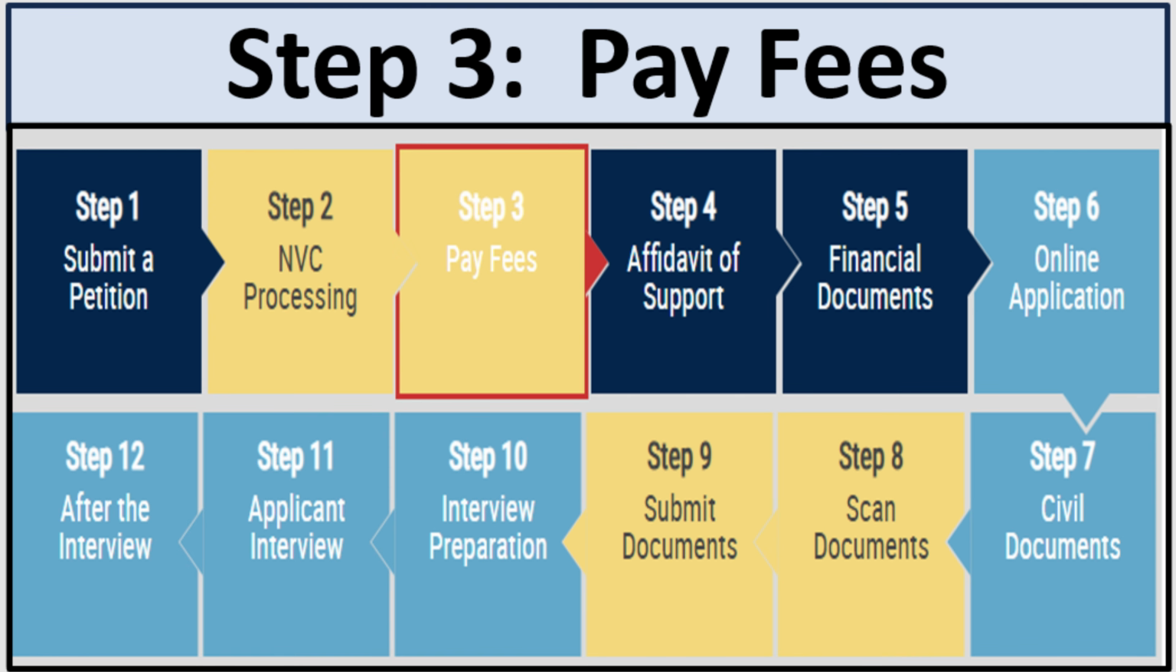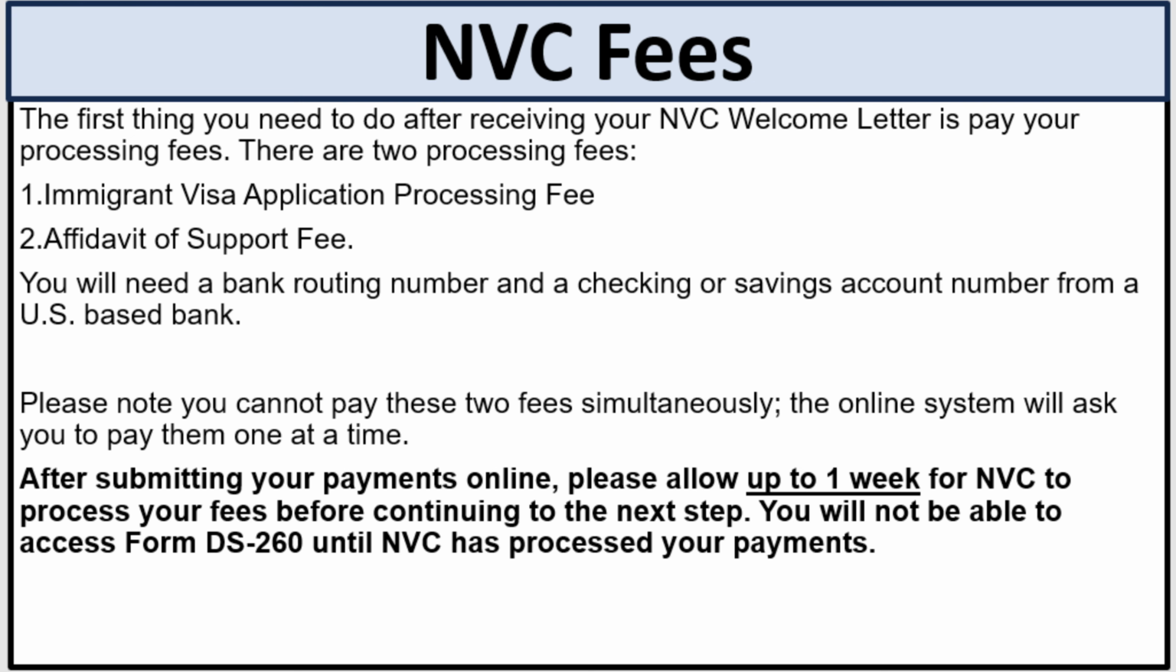Step 3 is pay fees. NVC fees. The first thing you need to do after receiving a welcome letter is paying your processing fees. There are 2 processing fees. One is for the immigrant visa application processing fee, and the other one is the affidavit of support fee. You will need a bank account, a routing number, and a checking or savings account number from a US-based bank. You cannot use an international bank. You cannot pay these fees at the same time. You must pay them one at a time.